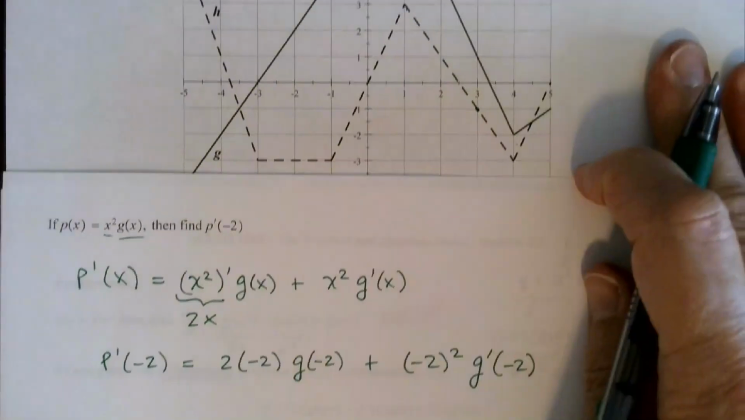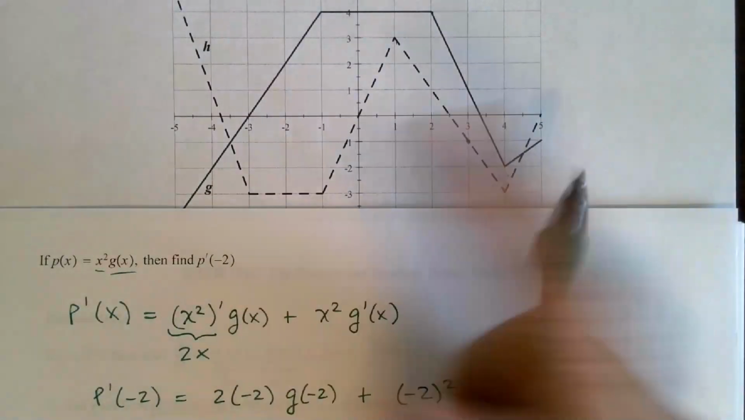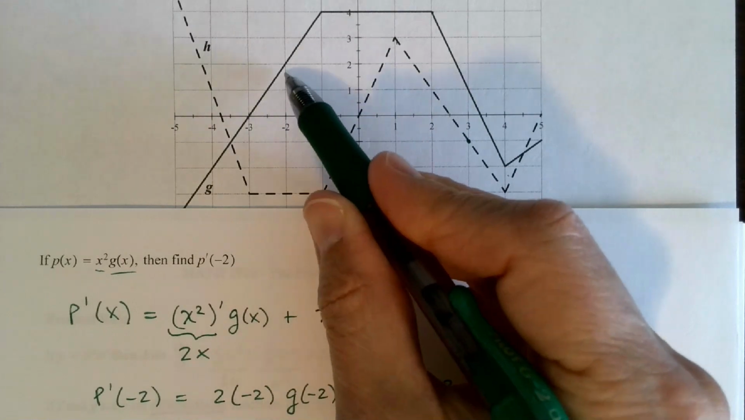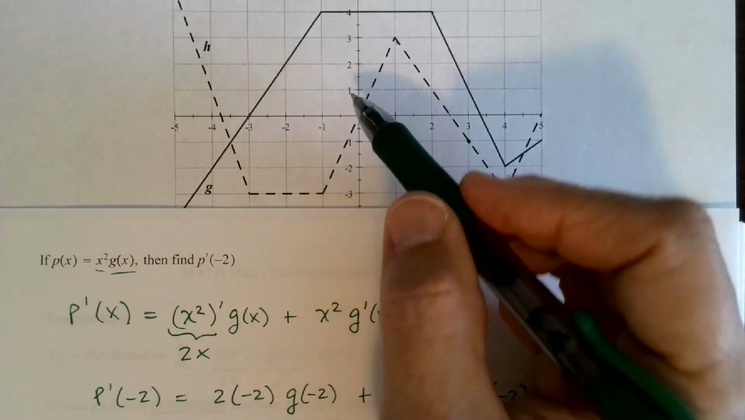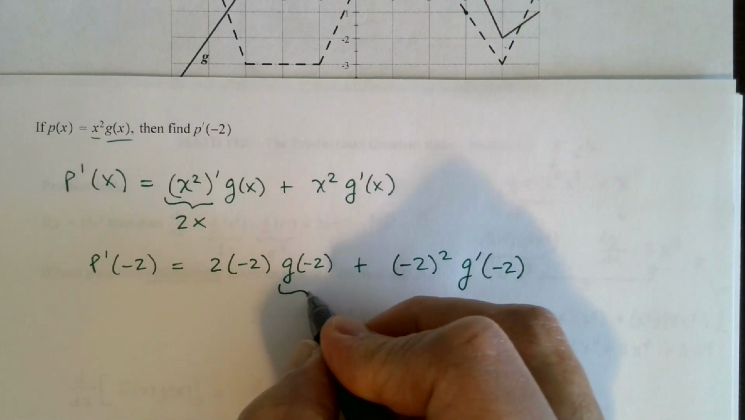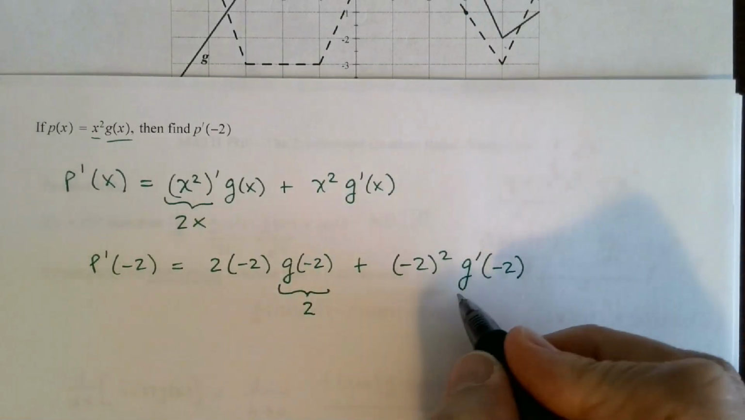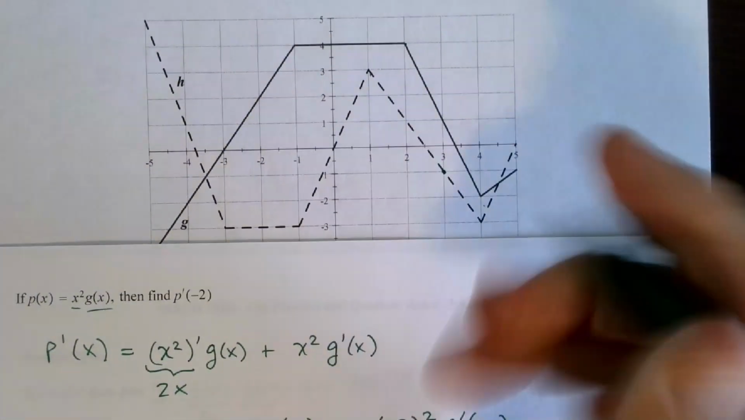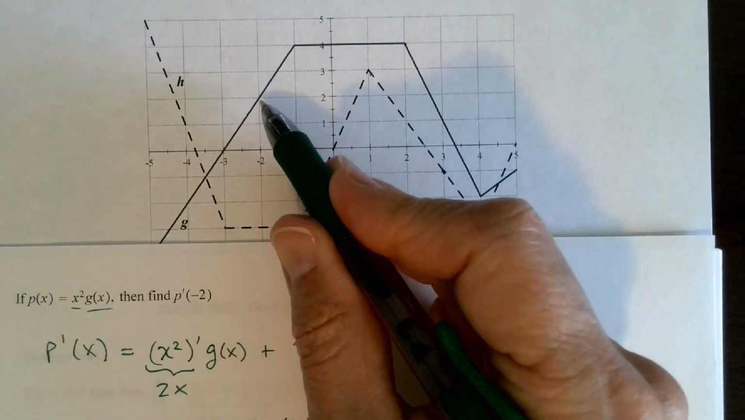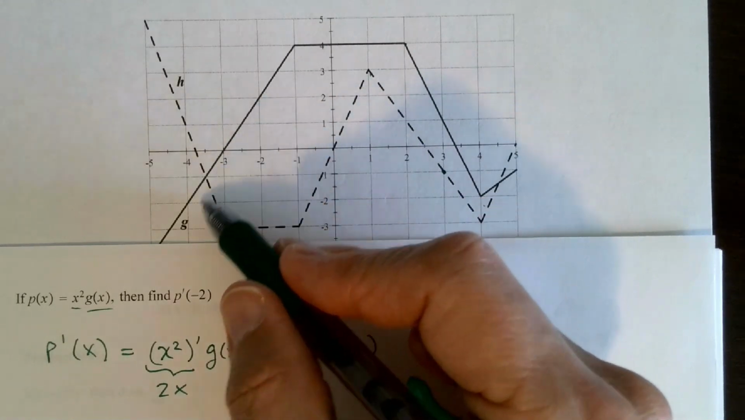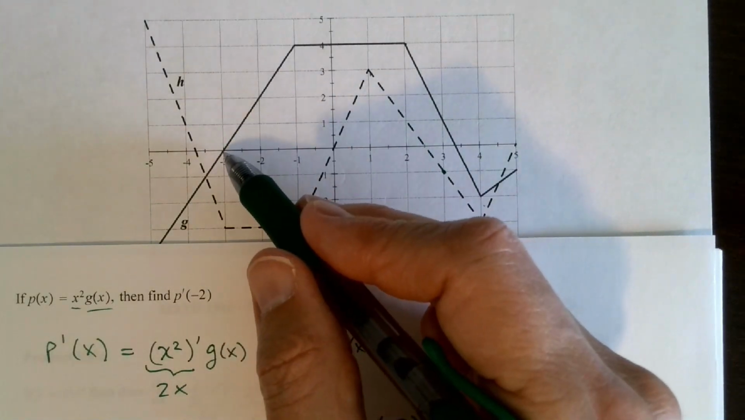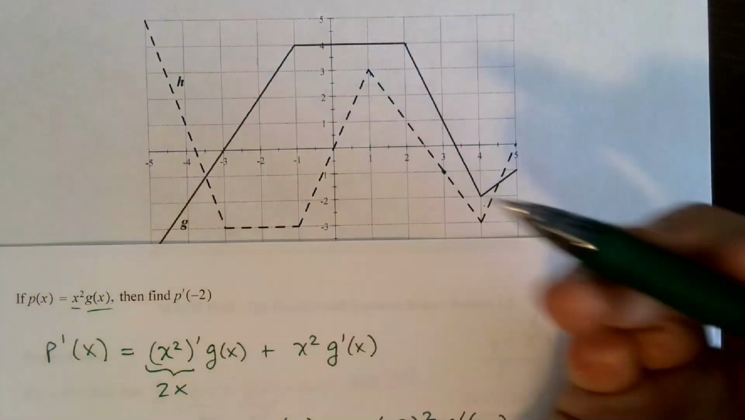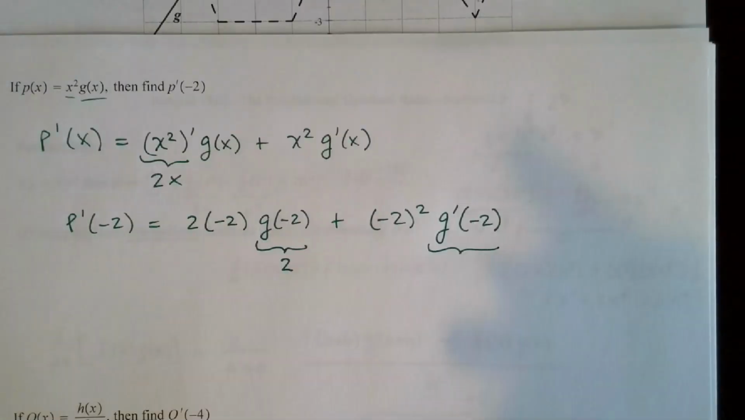Okay, so I go to the graph. What is g of negative 2? g is the solid line. So I go to where x is negative 2. What's the output? 2. The output is 2. So g of negative 2 is 2. What's g prime of negative 2? That's the slope. What is the slope of the graph at negative 2 for the function g? Well, what's the slope of this line right here? It goes up 1, 2 over 1. Its slope is 2. So that's also 2.